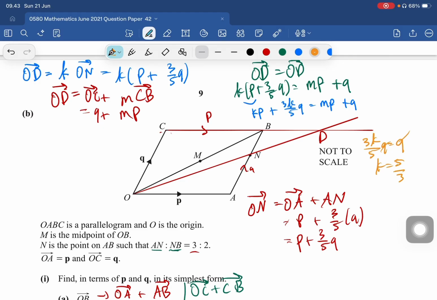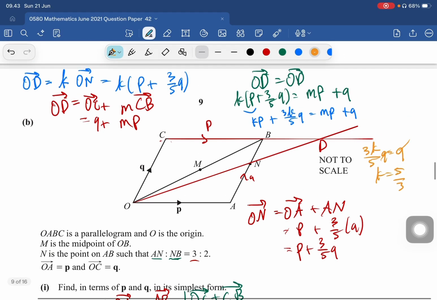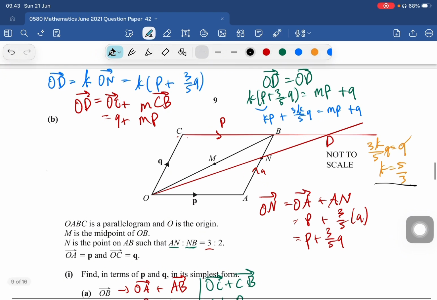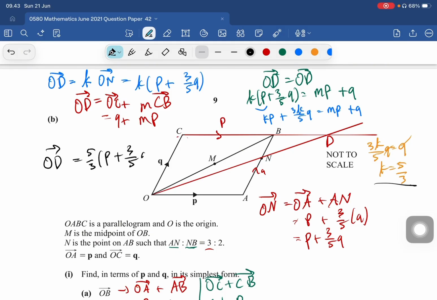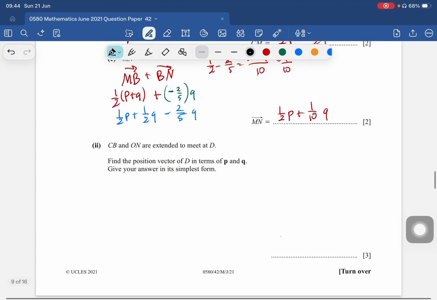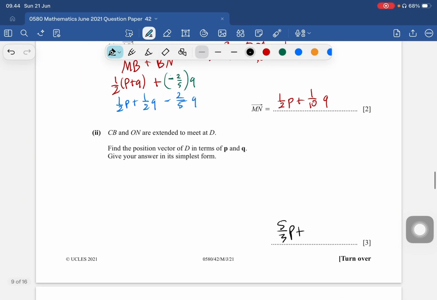Okay, we can substitute again into the first equation. We write it here. So we got K as 5 over 3. So OD, we get it from here. K is 5 over 3, we multiply by P plus 3 over 5 Q. This is 5 over 3 P plus 1 Q. So the final answer is 5 over 3 P plus Q.